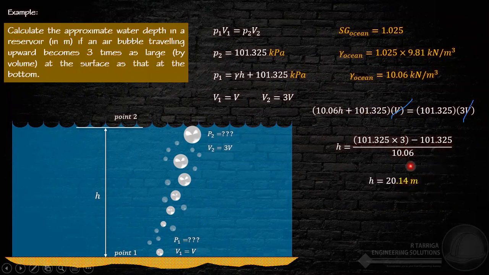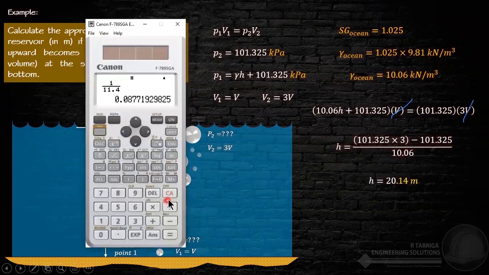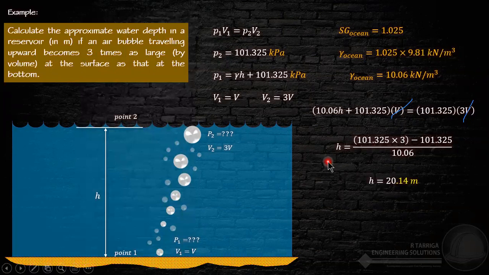Or if you want, we can just shift solve. So let's try. 10.06 x plus 101.325 is equal to 101.325 times 3. Okay, yeah, 20.14 meters. And that is the answer. Okay, so that's it.